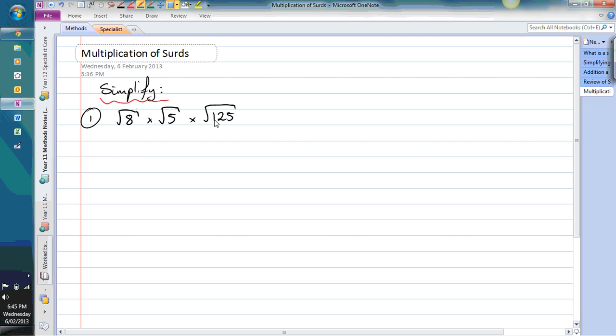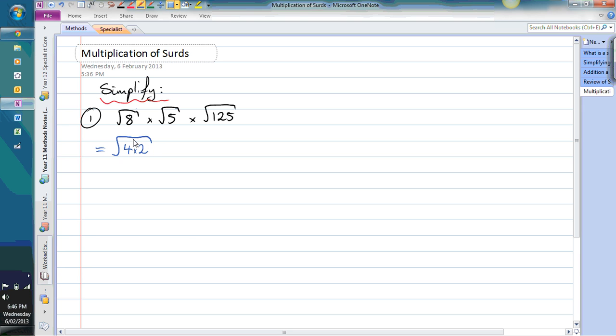Now that looks pretty complicated. We want to make it a bit easier to get our head around. So I'm going to do what I was doing early on with surds and just simplify each term separately as far as we can. So let's take the square root of 8. Well, we know that 8 is the same as 4 times 2.